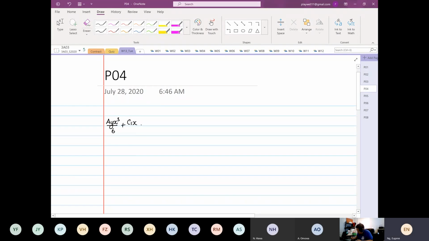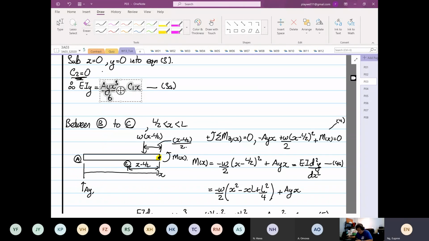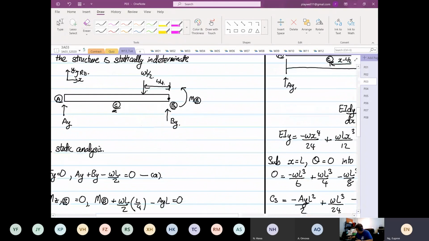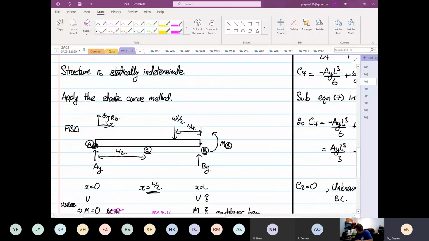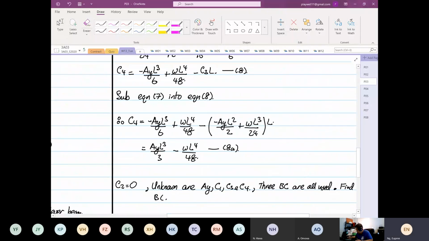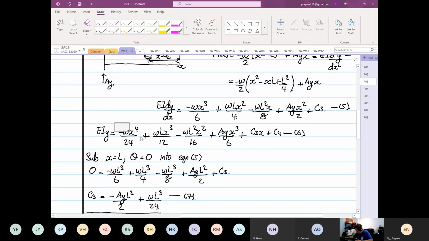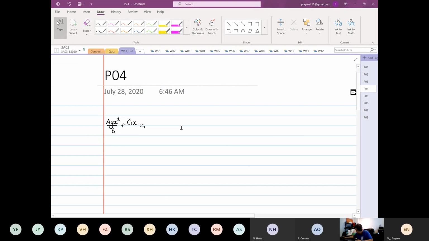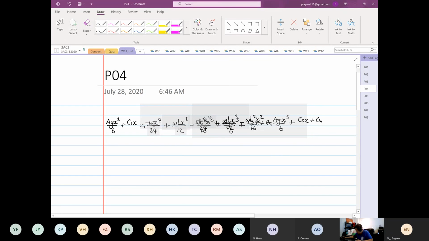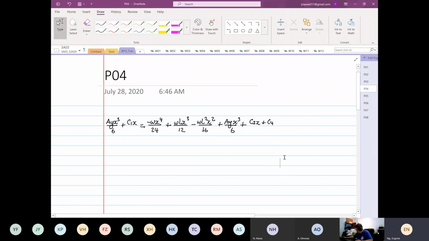Right? And this will be equal to equation, I'm looking for boundary condition. Equation number 6. Okay, so I'm going to grab from equation number 6. Okay, so that's equation number 6. Right? So it's going to be, okay, so over here, we can get rid of this. We can get rid of this.